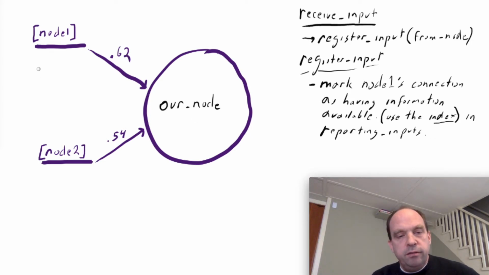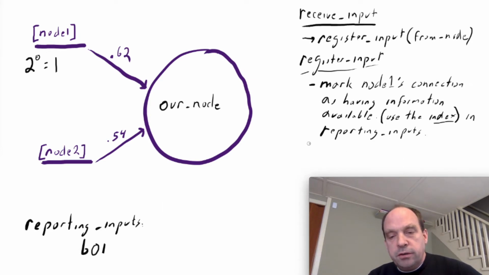And just like we did in factor breakout, we're going to use that index number 0 to determine which bit in our binary encoding we should mark. So if we've only received information from node 1 has an index of 0, we should only have the bit in the ones place marked. Our binary encoding reporting inputs should look like this.